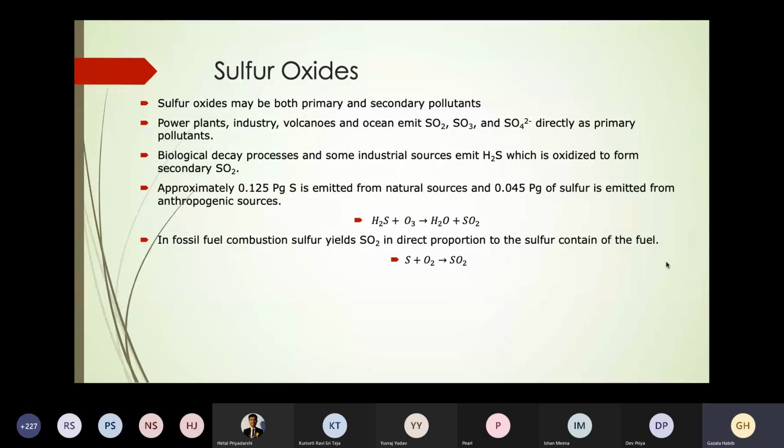Approximately 0.125 petagram of sulfur is emitted from natural sources, while 0.045 petagram of sulfur is emitted from anthropogenic sources. Here it's opposite, right? The natural source emits more sulfur than the anthropogenic source.